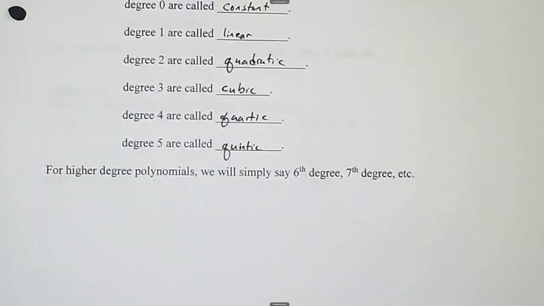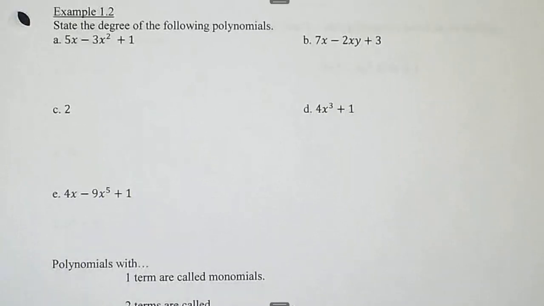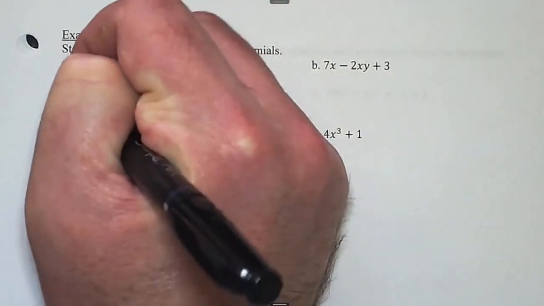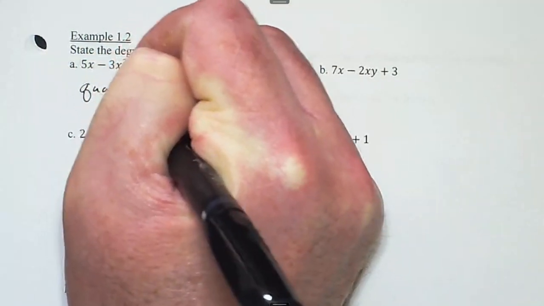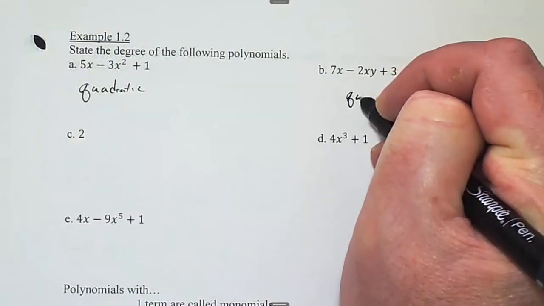All right, for higher degree polynomials, we'll simply say 6th degree, 7th degree, things like that. I don't have special names for them. And in fact, above degree 3, I would rather just call it 4th degree, 5th degree. But you will occasionally hear the words quartic and quintic. Okay, so let's state the degree of the following polynomials. This is a quadratic polynomial. It is quadratic because it is degree 2 as the highest degree. This is also quadratic.